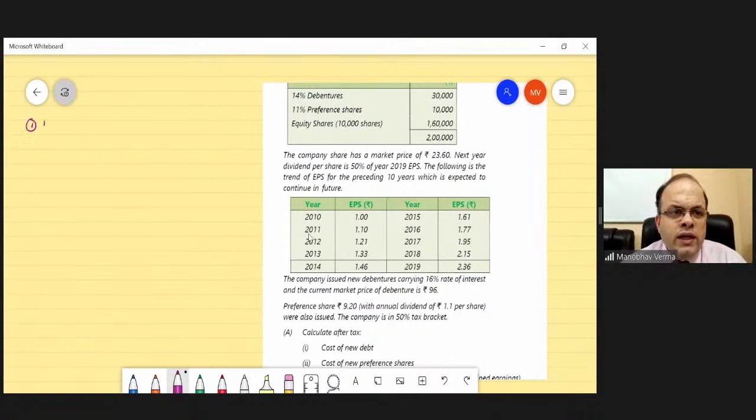So first point, cost of debt. The new debentures, by the way, carry 16% interest, right? So 16 into 1 minus tax rate, and the current market price is 96. So 8 upon 96 works out to 8.33, right? 8.33%. That looks to be okay.